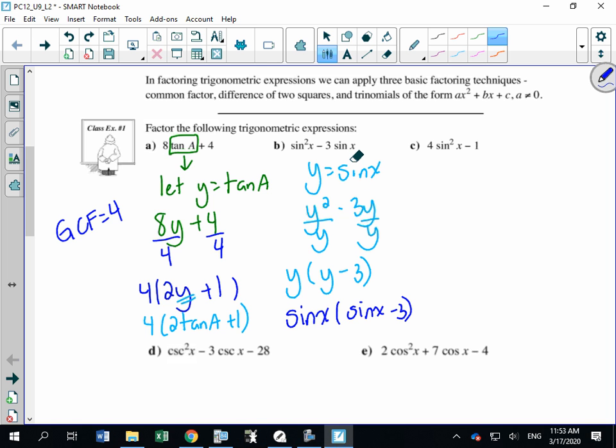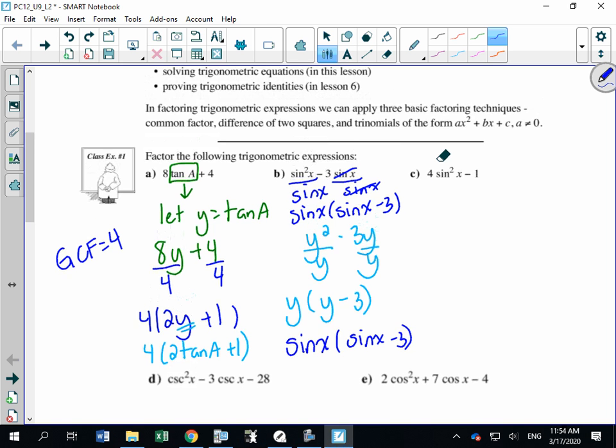You could do it this method that I've just outlined, or you could say, okay, I'm just going to divide this by sine of x, and this by sine of x. Sine of x goes in front of your bracket, and your solution, sine squared theta divided by sine theta, is sine of theta, or sine of x, minus 3, because sine of x over sine of x would cancel.